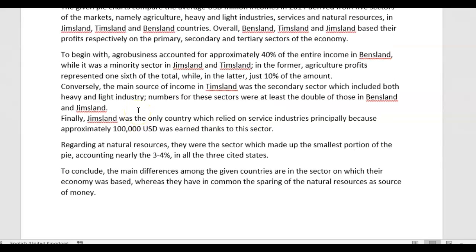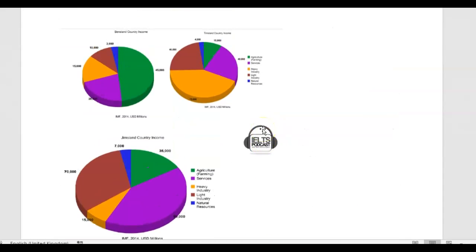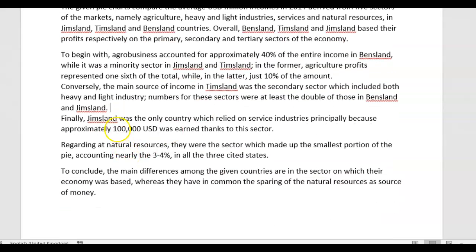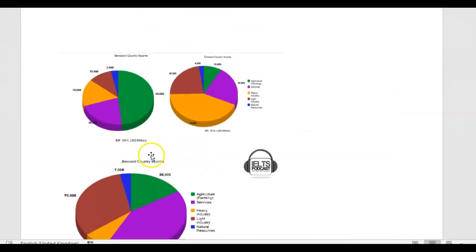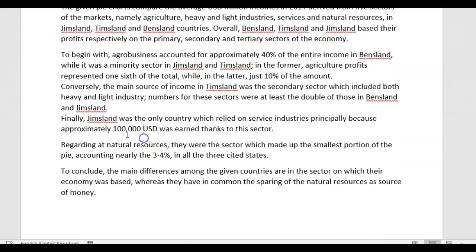Finally, Jimsland was the only country which relied on service industries principally because approximately 100,000 USDs was earned thanks to this sector. Wait a second. No. If you do this, you say 100,000. While you said it yourself in the introduction, the unit for measuring these statistics is millions. So I think you really have to say 100,000 million dollars were earned thanks to this sector.